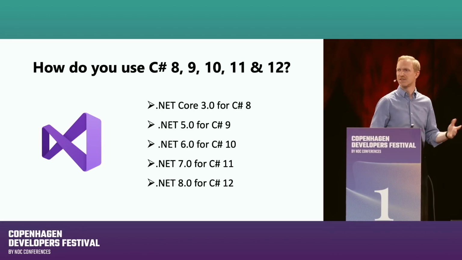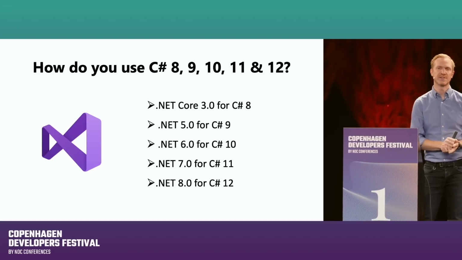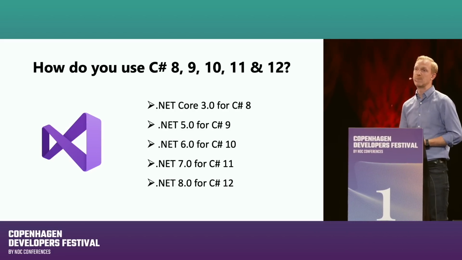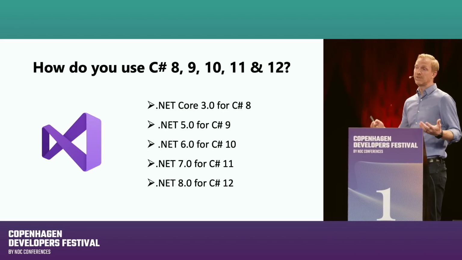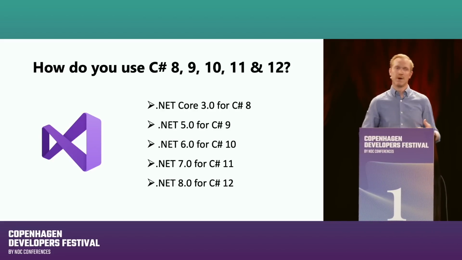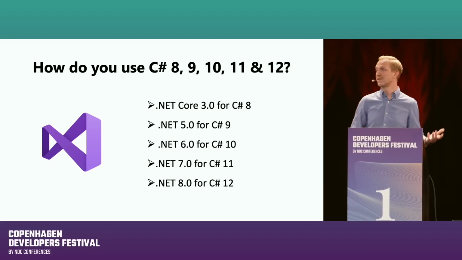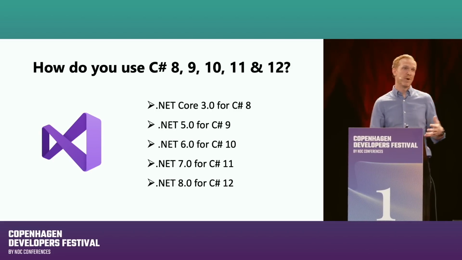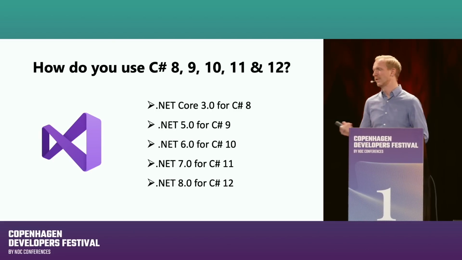If we want to use C# 8 and use the nullable reference types, for example, we have to be on .NET Core 3.0 and later. The reason for this is because some of the features that the language allows you to use requires both updates for the SDK as well as the runtime. The runtime will have to understand exactly how to run certain things.